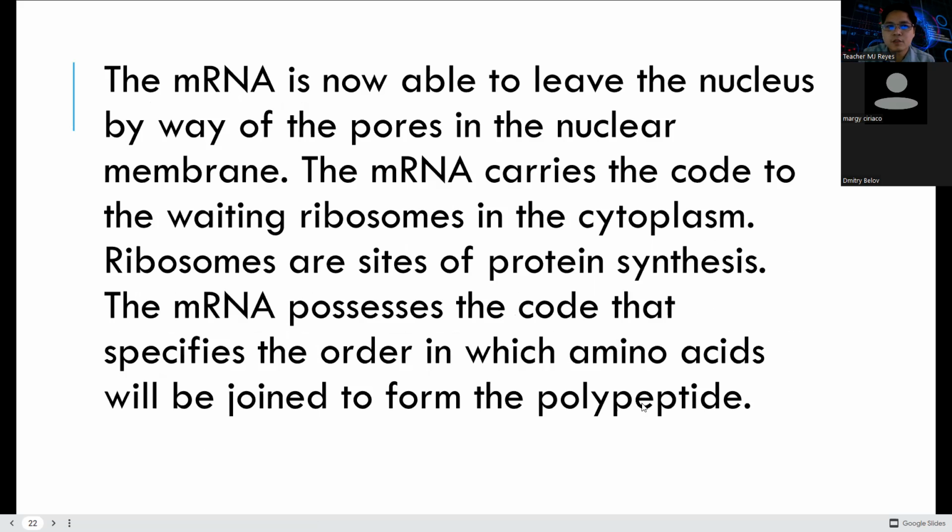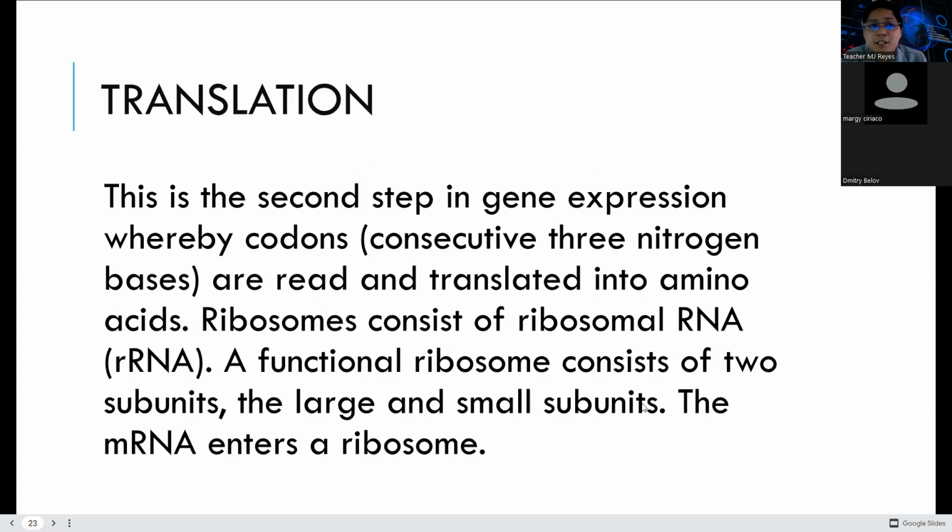The mRNA is now able to leave the nucleus by way of pores in the nuclear membrane. The mRNA carries the code to the waiting ribosome in the cytoplasm. Remember that your ribosomes are the ones responsible for creating what? The proteins needed by the body or the organism. Ribosomes are the site of protein synthesis. The mRNA possesses the code that specifies the order in which amino acids will be joined to form a polypeptide.